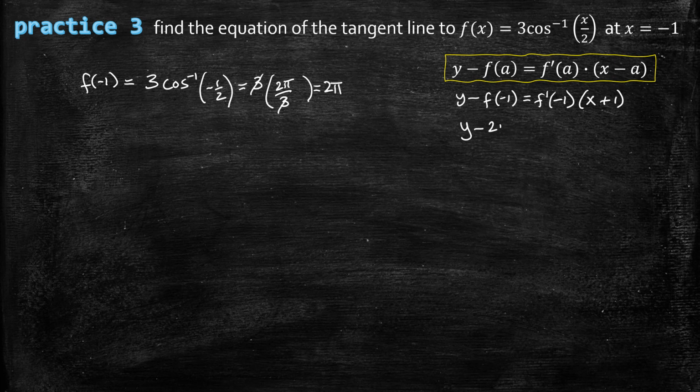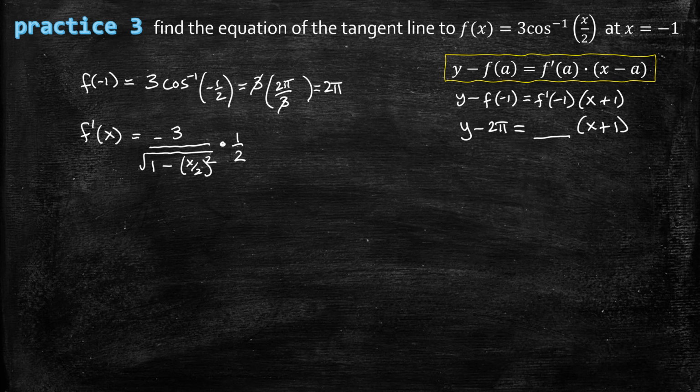Now we have y minus 2 pi equals, we have x plus 1 here, and we just need to find the slope. So let's take the derivative of the function first. That 3 is just a coefficient, so that can kind of just tag along. So we're going to get the derivative, of course, it will be negative 3 over the square root of 1 minus the input squared. And then we have to multiply by the derivative of the inside function. And x over 2 is really just the same as a half x. So the derivative of a half x is just 1/2.